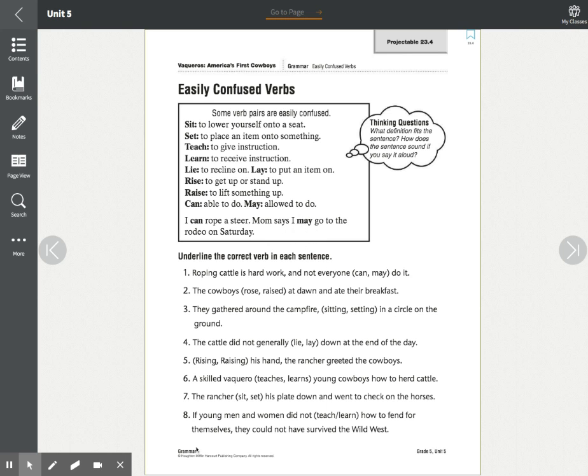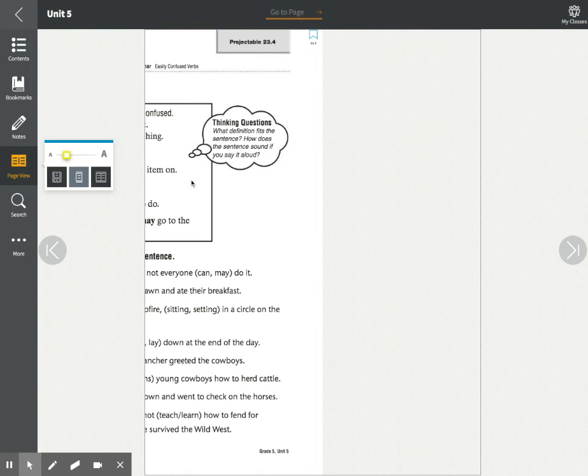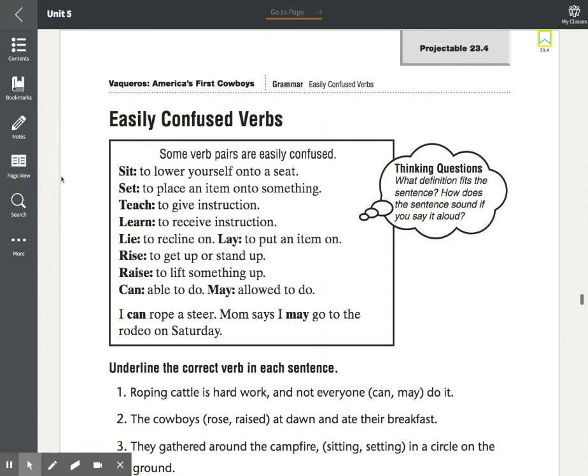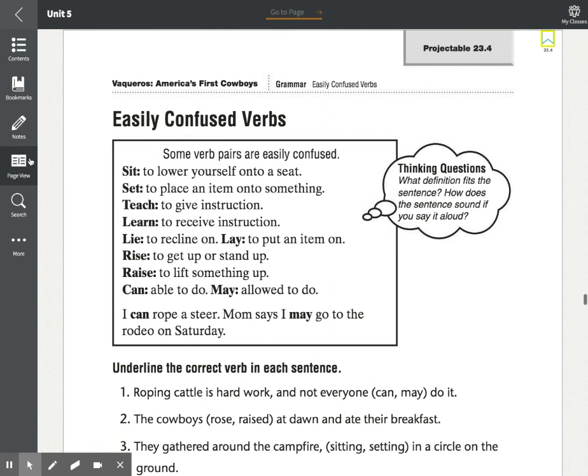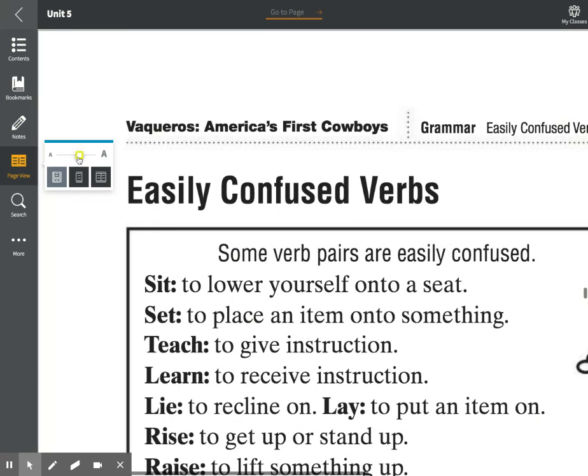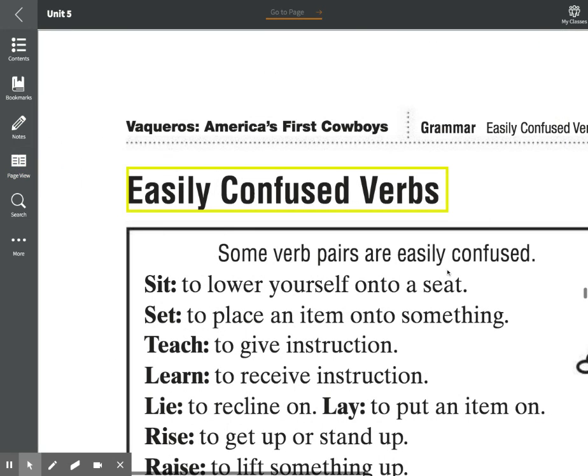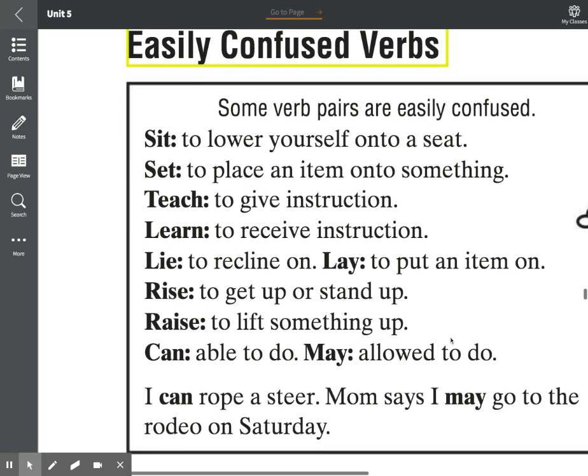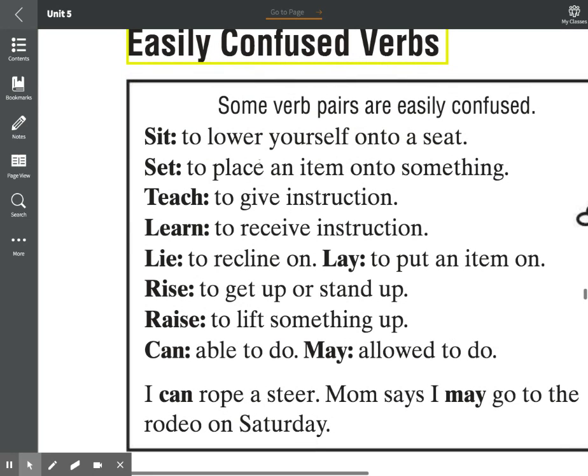Good morning, children. Today we are going to talk about verbs that we can sometimes confuse very easily. Okay, so if we look at this example right here, let me zoom in so that we can look at this better. We have a few examples of verbs that can be easily confused sometimes, especially when we need to write a sentence. So let's talk about the first one.